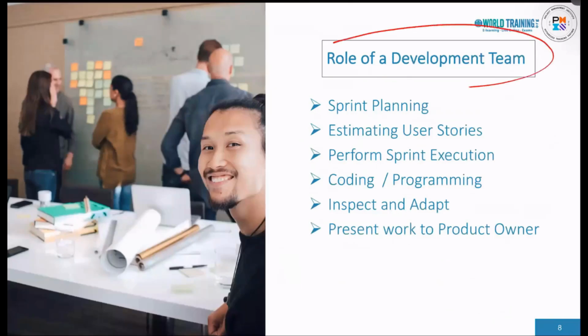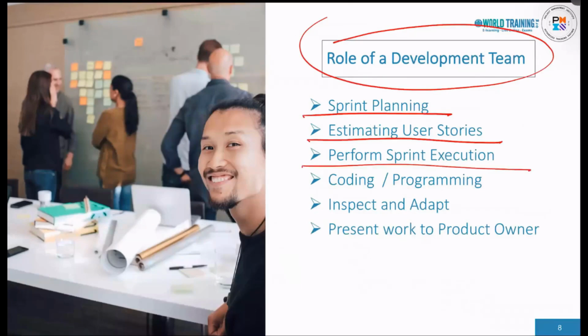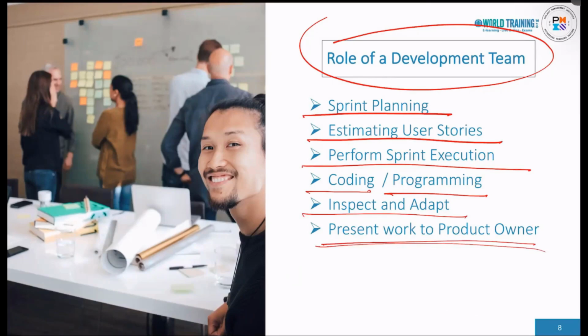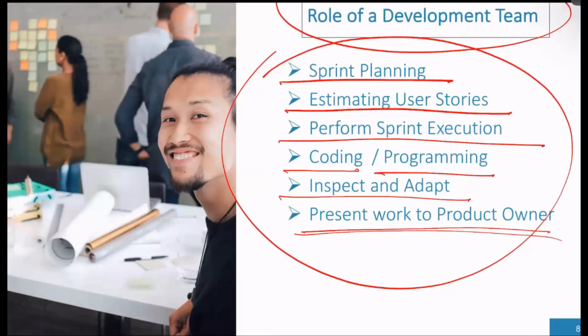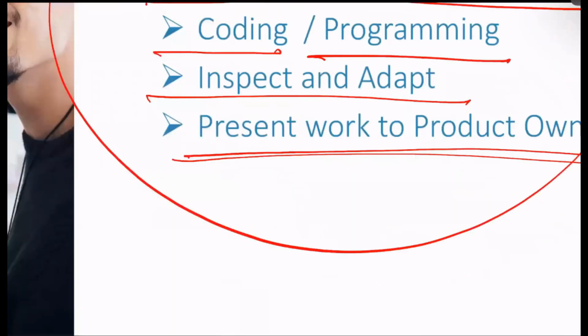Third is the role of the development team: sprint planning, estimation of user stories, sprint execution, coding or programming, whatever is required, inspection and adaptation, and presentation of work to the product owner during sprint or iteration review meetings. So the work is performed by the development team, and in most Agile projects, these development teams are self-organized.